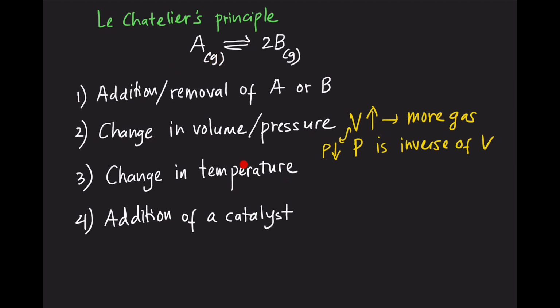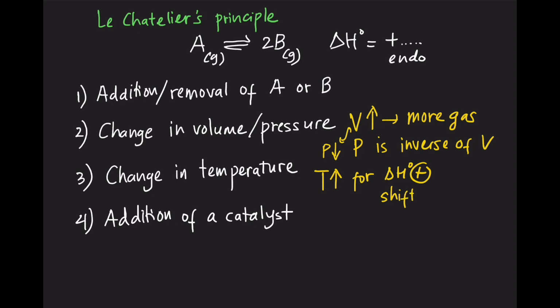Another parameter is change in temperature. For change in temperature, we have to write down the thermochemical equation. So not only the chemical equation like this, we also need to know the delta H of this reaction. Now, if we have an endothermic reaction, we can see that the delta H is a positive value. This is endothermic. In this case, if the temperature goes up, for an endothermic reaction, the equilibrium will shift toward the product.